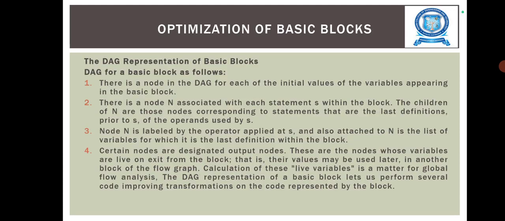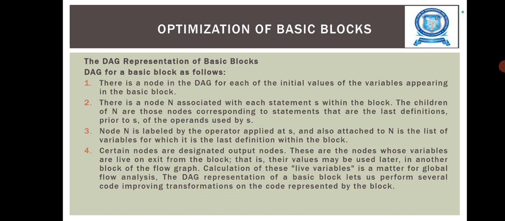So the DAG representation of basic blocks is as follows. There is a node in the DAG for each of the initial values of the variables appearing in the basic block. There is a node n associated with each statement s within the block. The children of n are those nodes corresponding to statements that are the last definitions prior to s of the operands used by s. Node n is labeled by the operator applied at s, and also attached to n is the list of variables for which it is the last definition within the block.